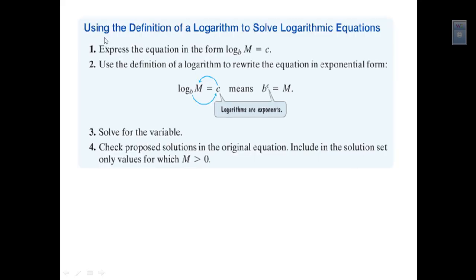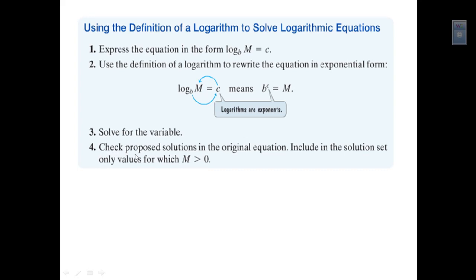All right, now you can also use the definition of a logarithm to solve logarithmic equations. So we know that we can take the log base b of m equaling c, and we can rewrite that to be b to the c power equals m. Once we get it in an exponential expression, it's a lot easier to solve.